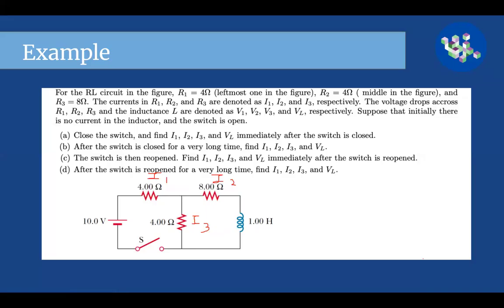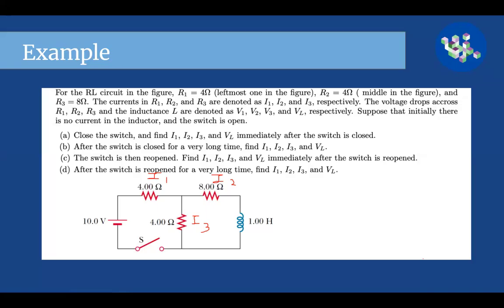Okay, I think I'll go over this now. For part C, the switch is reopened, and we find everything immediately after. Remember, the inductor resists changes in the current. So immediately after the switch is reopened, the current will stay the same. It won't change immediately after. This is the same logic as when we turned the switch on: the current before the switch is turned on is zero, and after it'll be zero because the inductor resists changes momentarily.